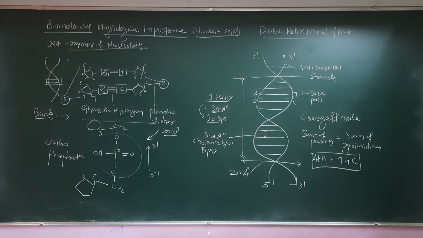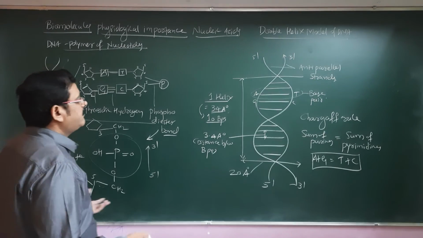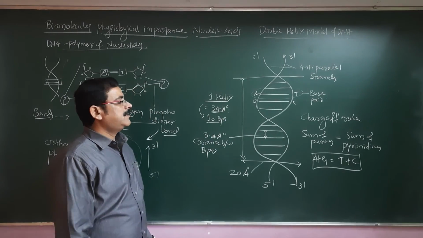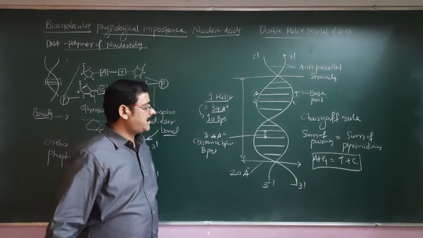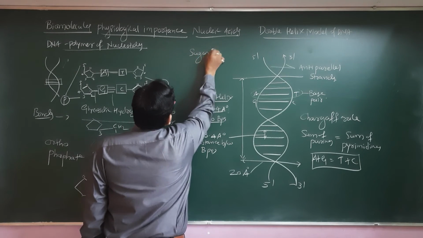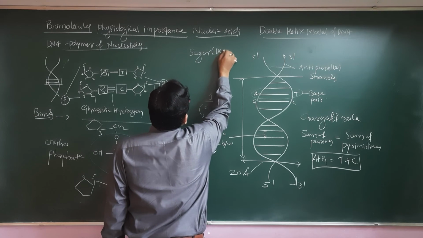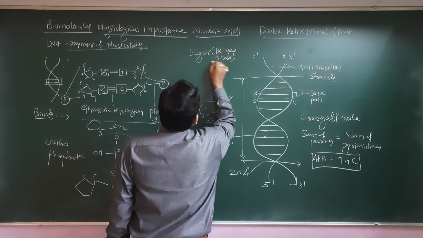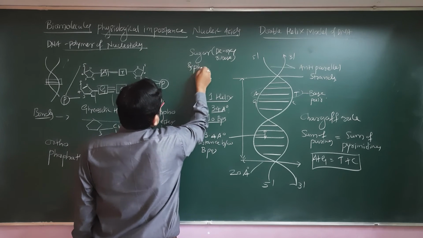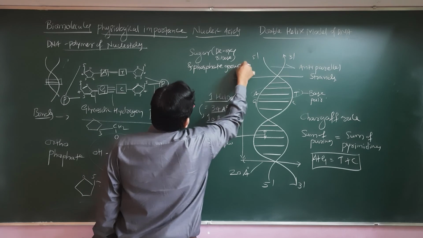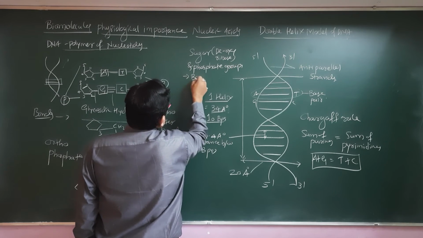What you are observing here is mainly the double-stranded DNA, and the double-stranded DNA has a backbone, what we can say: sugar and phosphate groups are the backbone of the DNA. Sugar, what is that? Deoxyribose, and phosphate groups form the backbone of DNA.